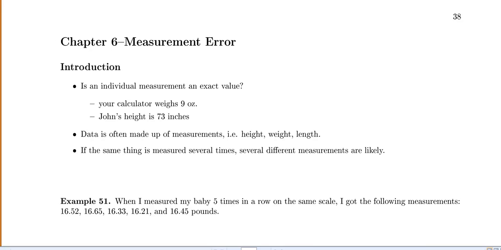So data is often made up of measurements, i.e. height, weight, length, but we found that if the same thing is measured several times, several different measurements are likely. So for example, when I measured my baby 5 times in a row on the same scale, I got the following measurements: 16.52, 16.65, 16.33, 16.21, and 16.45 pounds. My scale is not broken, it's just that we found that we can't measure as precisely as we might want.